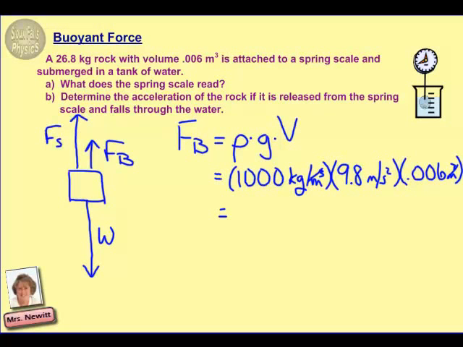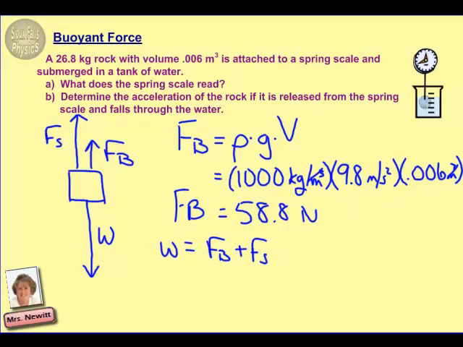And we find that we have 58.8 newtons of buoyant force. So now if we take a look at our free body diagram, we can say that the weight is equal to the buoyant force plus the force from the spring scale.